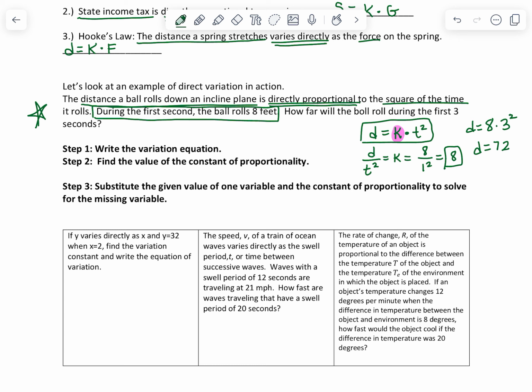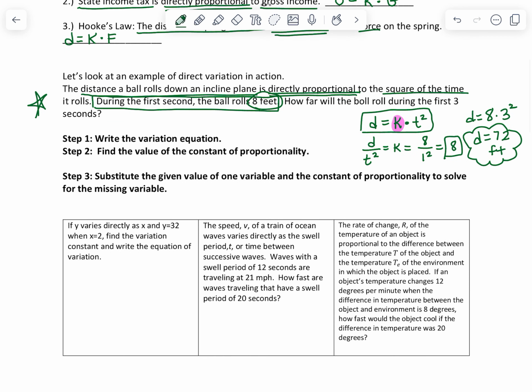Distance was 72 feet. We just look back at our problem, and we can see that our distance is measured in feet. So in the first 3 seconds, the ball will roll 72 feet.